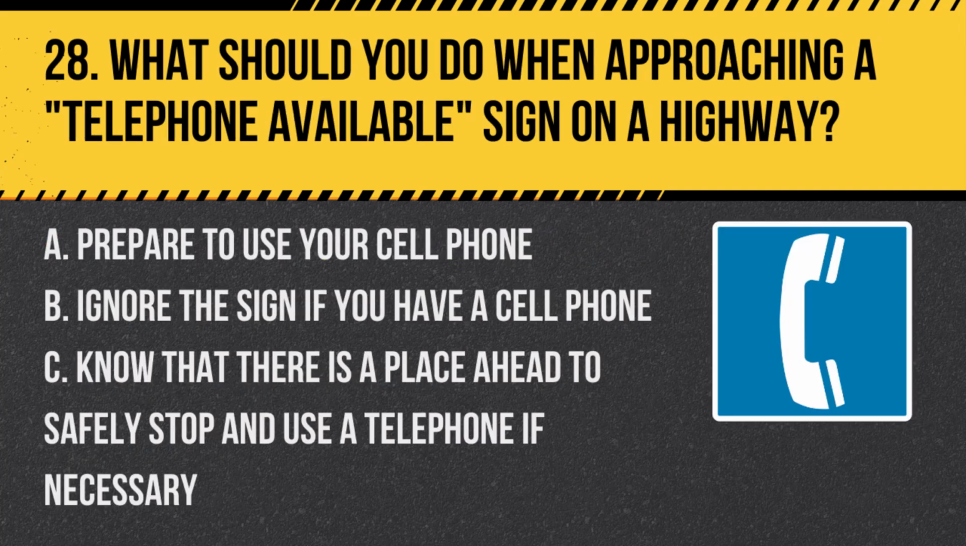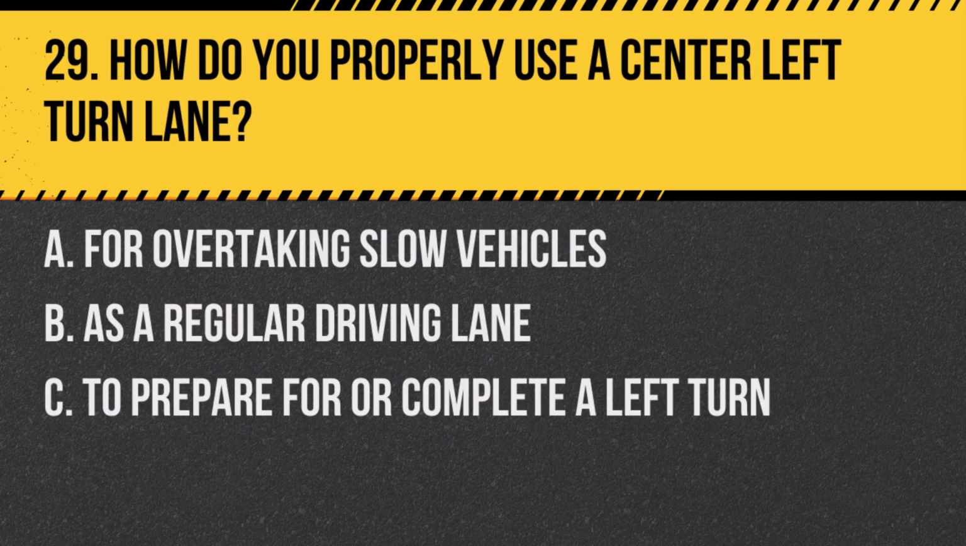Question 28. What should you do when approaching a telephone available sign on a highway? A. Prepare to use your cell phone. B. Ignore the sign if you have a cell phone. C. Know that there is a place ahead to safely stop and use a telephone if necessary. Answer: C. Know that there is a place ahead to safely stop and use a telephone if necessary. A telephone available sign indicates that there is a location ahead where you can safely stop to use a telephone if necessary.